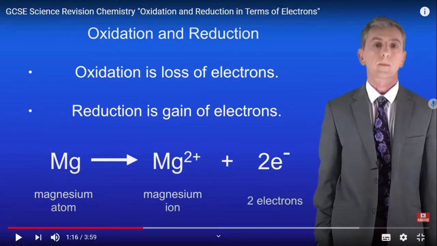Okay, I want you to have a think about this. So in this instance, electrons are being lost from a magnesium atom. Now, magnesium has 12 protons, so it has 12 electrons in the atom. And the magnesium ion still has 12 protons, but now it only has 10 electrons. It's lost 2. It's got a full outer shell. And those 2 electrons are written as a product. Now, they will go over to something else, but this is just a half equation. It's showing what's happened to half of the reactants in a way.